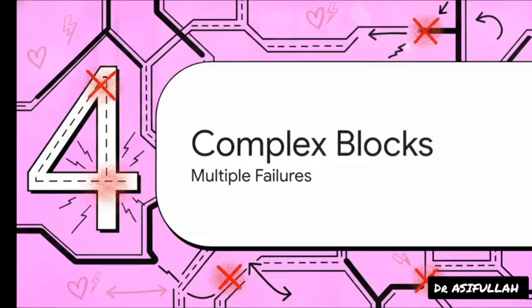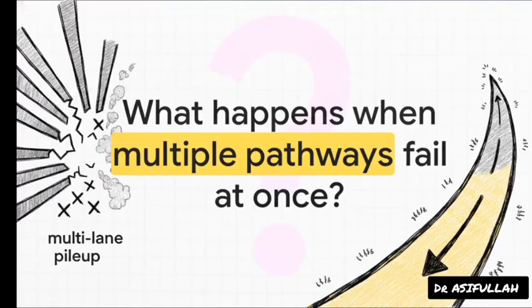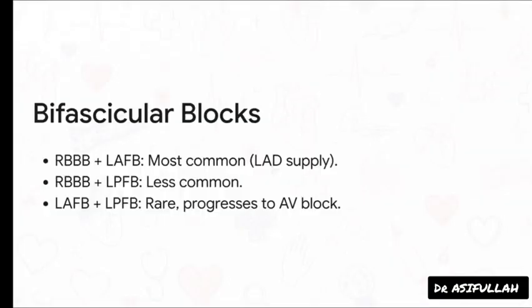Section 4. Complex conduction blocks, multiple failures. Which begs a pretty urgent clinical question, right? What exactly happens when our electrical highway experiences a multi-lane pileup, forcing the entire heart to rely heavily on a single solitary remaining pathway to activate the ventricles? Well, that brings us to bifascicular blocks.